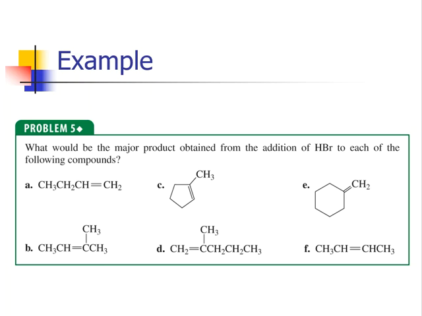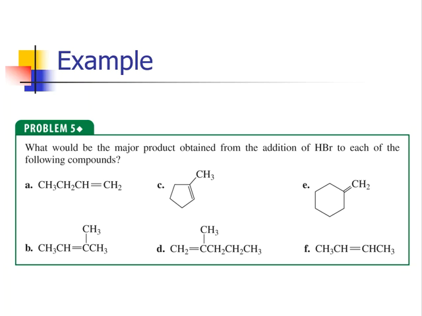All right, so here are 6 more examples that we're going to meddle through and figure out if we can answer these questions or not. So this problem says, what would be the major product obtained from the addition of HBr to each of the following compounds? So we're going to be using Markovnikov's rule. We're going to be using this concept of regioselectivity. We're going to be using carbocation stability in order to answer these questions. And this is how I answer them. So they work for me, and maybe it works for you too. We'll see. All right, so part A.